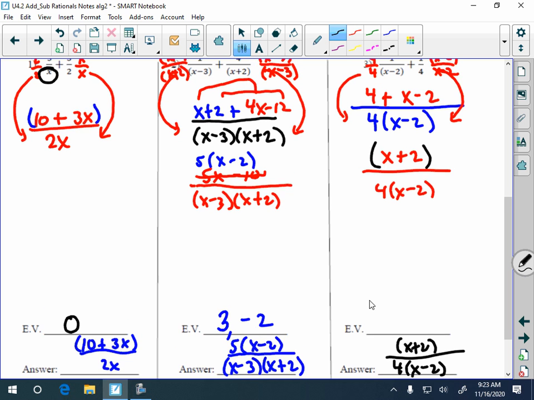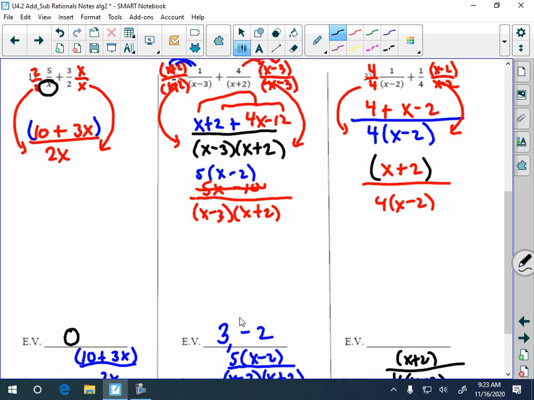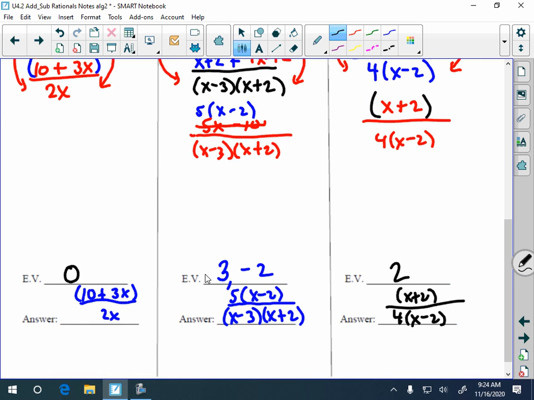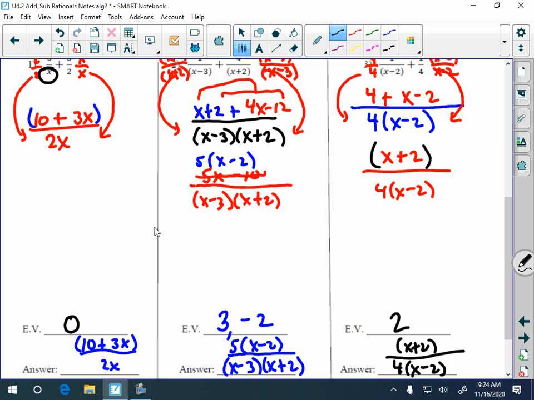My excluded value, again, is going to come from the original problem. I have an x minus 2 in the denominator, so if I set that equal to 0 and solve it, I'm going to get 2. The 4 I ignore because there's no variable with it. All right, so that's the basics of adding and subtracting fractions with unlike denominators.